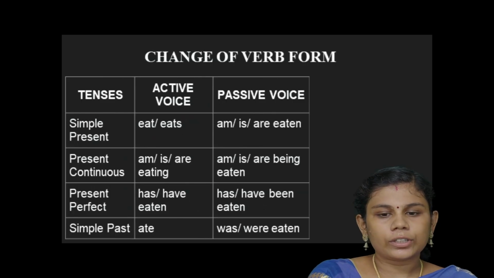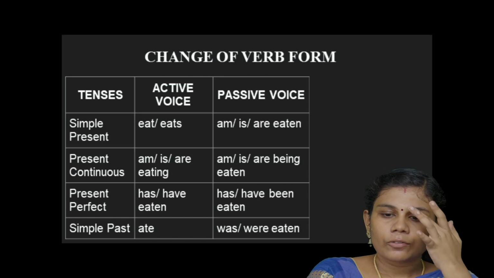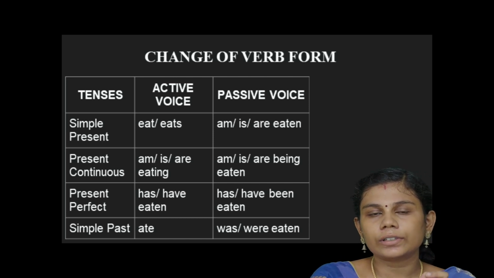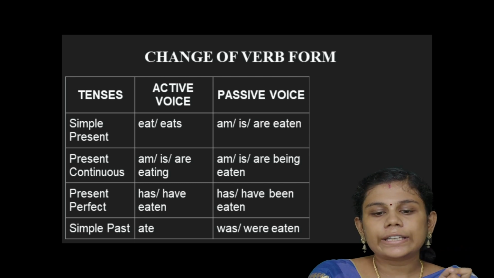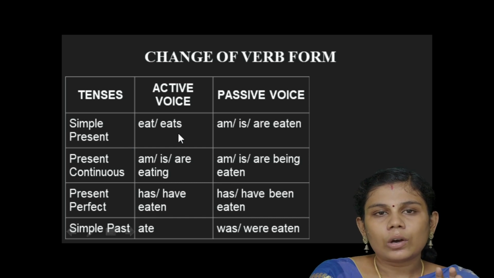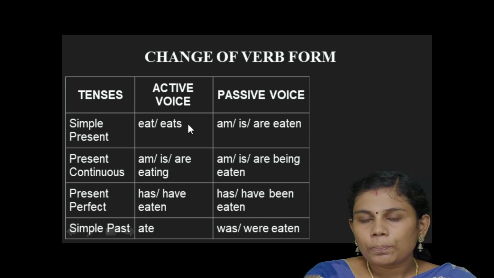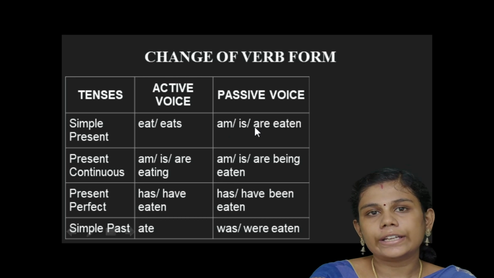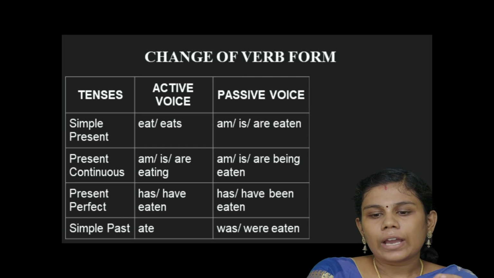Next, I have given you the table for your reference. I just use the action word eat. First, if it is a simple present tense, eat or eats. If an active voice has the verb eat or eats, when we change that into passive voice, we have to use am, is or are eaten. According to the object, we have to use the verb.